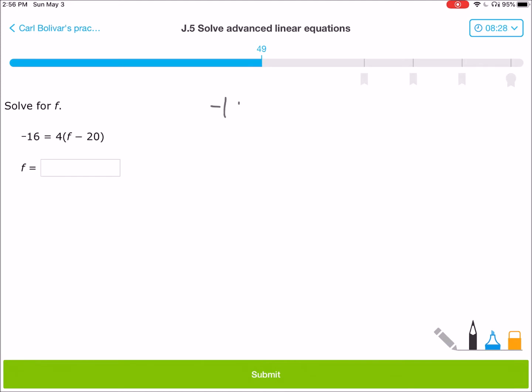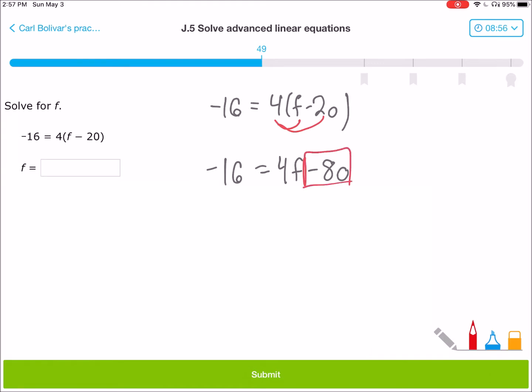We have -16 is equal to 4 times f minus 20. Alright, first let's do the distributive property where we distribute, right? This will give us -16 is equal to 4f minus 80. Now I'm going to try to take this number and put it to the other side so that I can combine it with this number over here. So I will add 80.